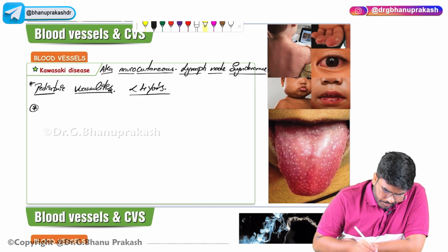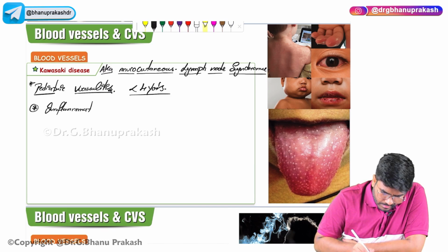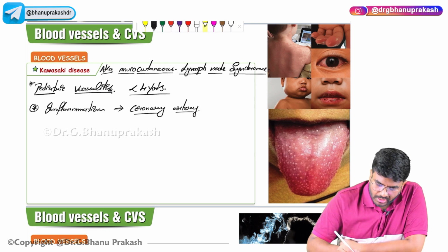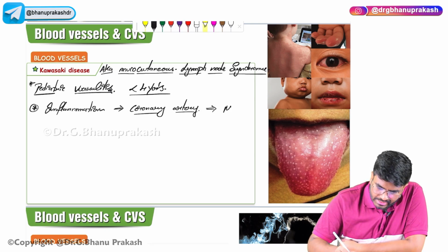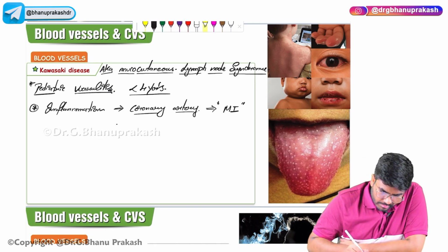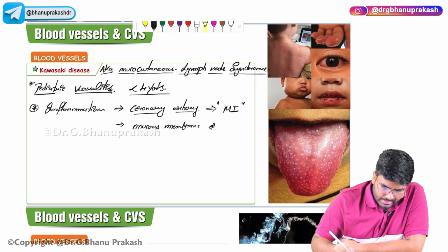Same, there is inflammation of blood vessels. Which blood vessel? The most common blood vessel that's going to be affected in this condition is the coronary artery. So in the baby, the coronary arteries are going to be affected. Because of the involvement of the coronary artery, this baby can develop myocardial infarction at such a small age. Not only that, the inflammation can also affect the mucous membranes and skin.